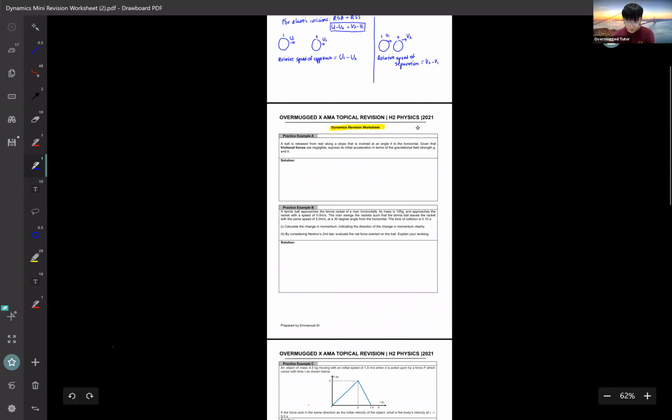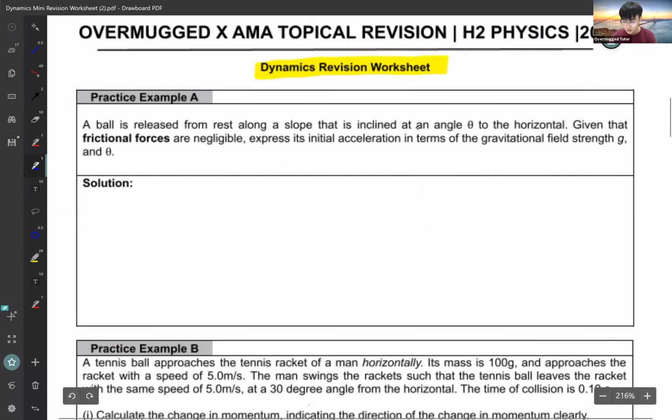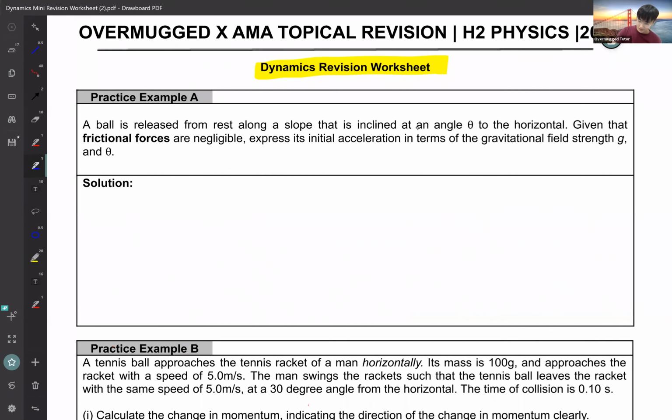First one. A ball is released from rest along a slope. Okay, so you see this, you should be very triggered. You should instantly say, okay, I know what they're probably going to test me. And the trick: resolve in direction of the slope. They tell you that it's inclined at an angle of theta to the horizontal. Given that the friction is negligible, express initial acceleration in terms of gravitational field strength g.